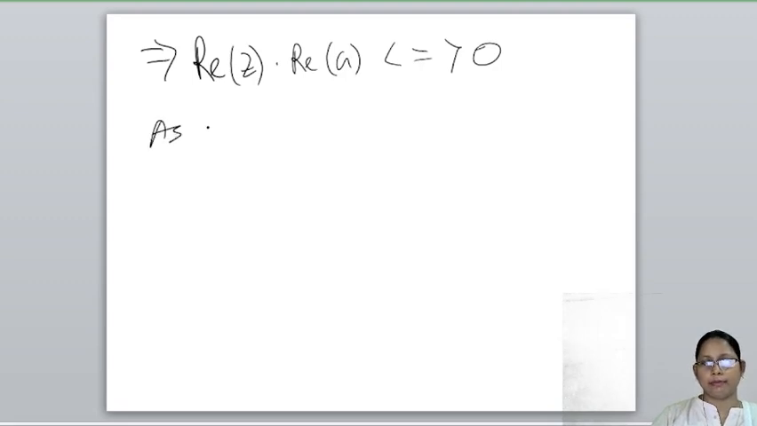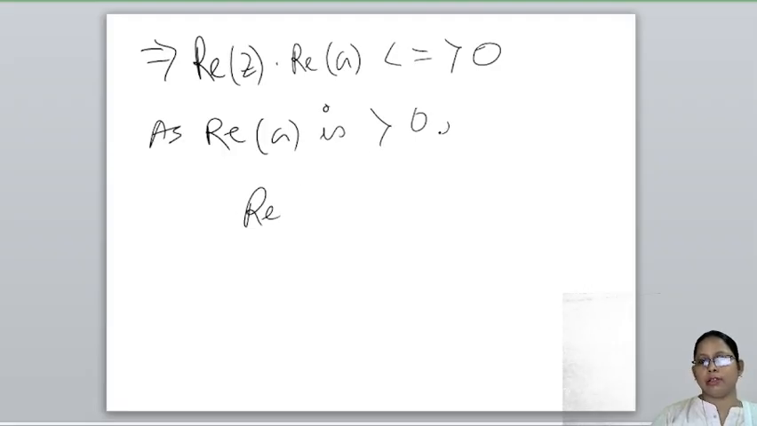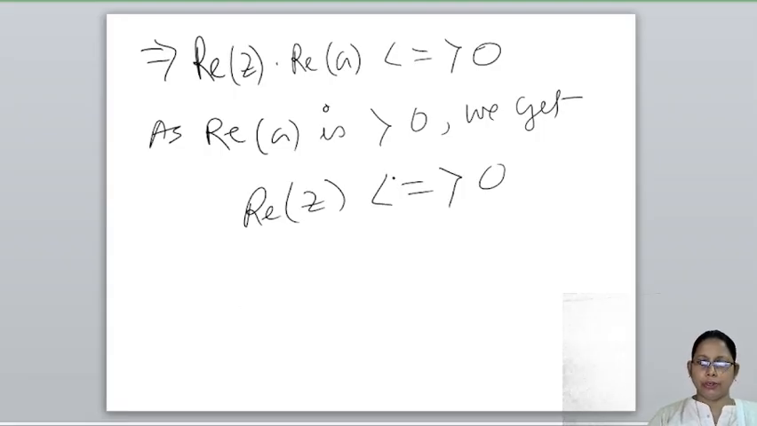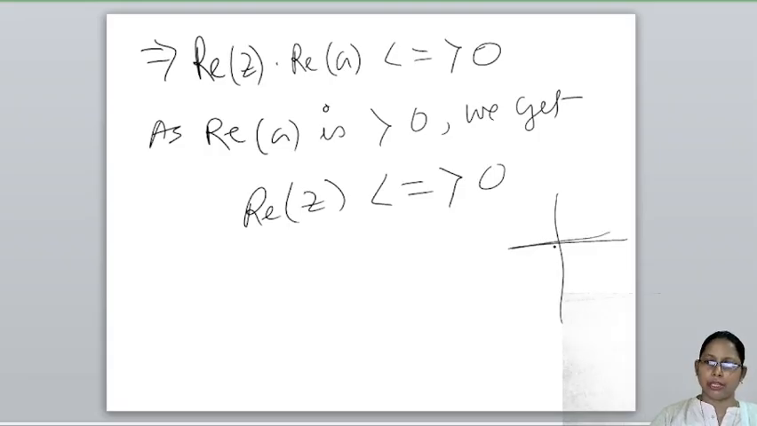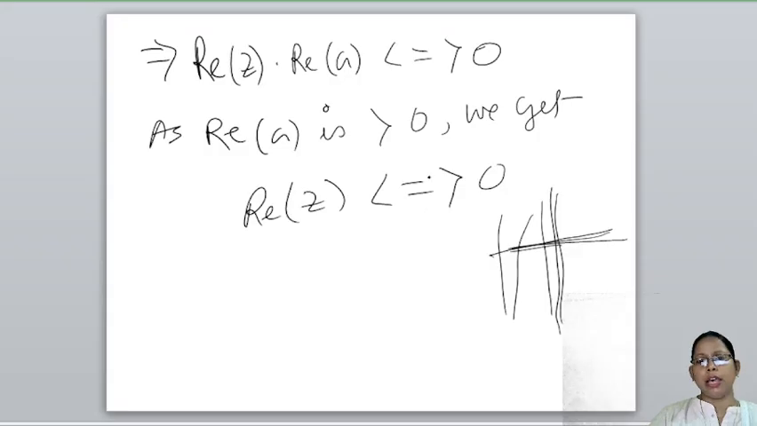As the real part of a is always positive, we get the real part of z is less than, equal to, greater than 0. If the real part of z is less than 0, then in the Argand plane it is the left portion. If the real part is equal to 0, then it is the imaginary axis, and if it is greater than 0, then it is the right half.